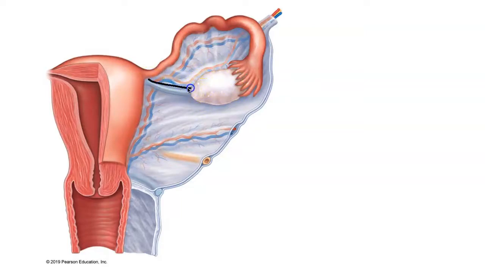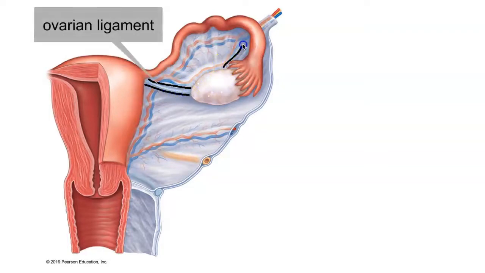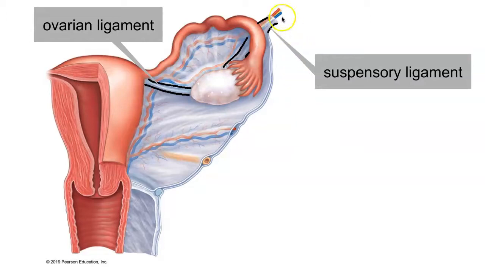There's a ligament that attaches the ovary medially. That's called the ovarian ligament. And then there's a ligament that attaches the ovary laterally. That's called the suspensory ligament. And you can see the blood supply is contained within the suspensory ligament.